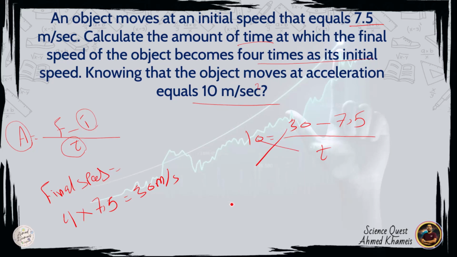So 30 minus 7.5 equals 22.5, equals 10t, or 10 multiplied by time. And to calculate the time, we need to divide by 10. So time equals 2.25 seconds.